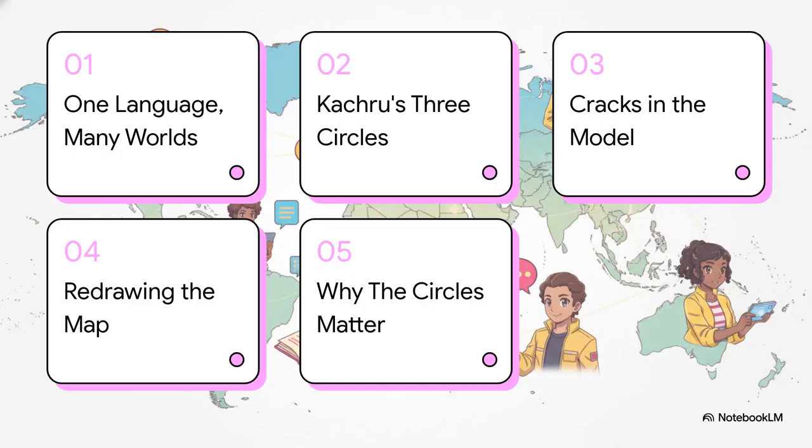So here's our game plan. First, we'll set the stage. Then, we'll dive right into Kachru's three circles model itself. After that, we'll look at the big criticisms, the cracks in the model. We'll touch on some new ways people are trying to redraw the map. And finally, we're going to ask, why does this old model still matter so much today?